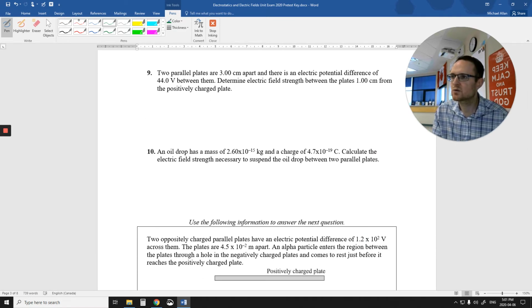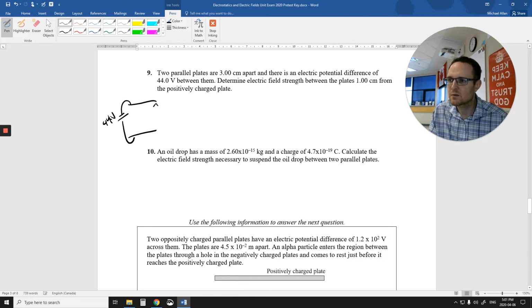So let's try out this next one here. We got parallel plates that are 3 centimeters apart. So here's my parallel plates. They are charged by a specific battery that's 44 volts. The parallel plates, they are 3 centimeters apart.